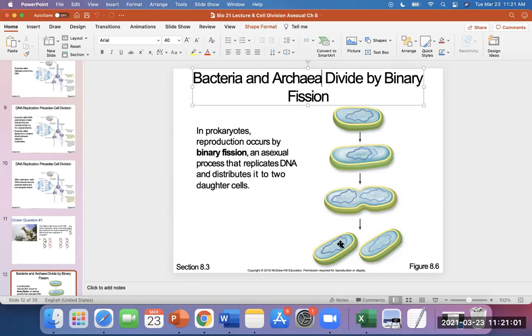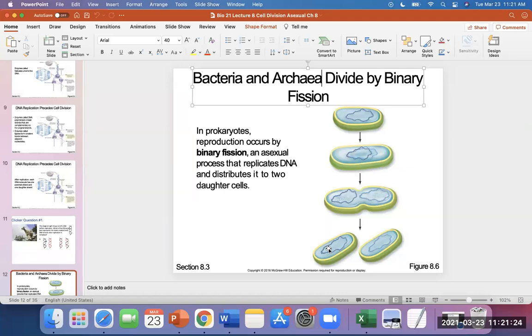Now, if I were to say that this cell gets maybe some new changes in the DNA, how is that possible? Even though it's binary fission, they divided and they had the exact same DNA. Now this got some changes. How is that possible? What are some ways it might be possible?